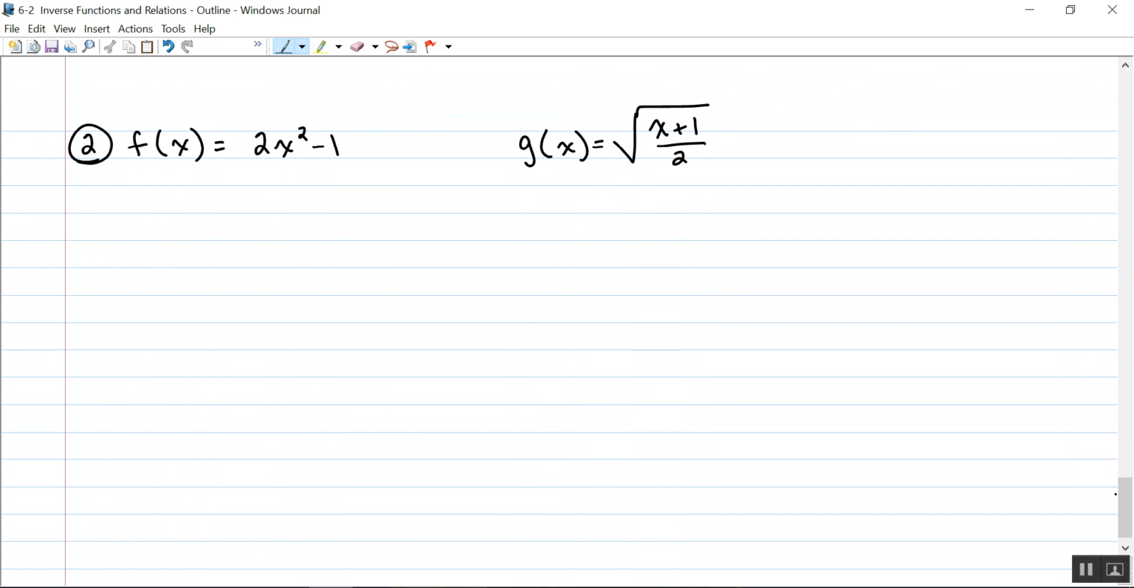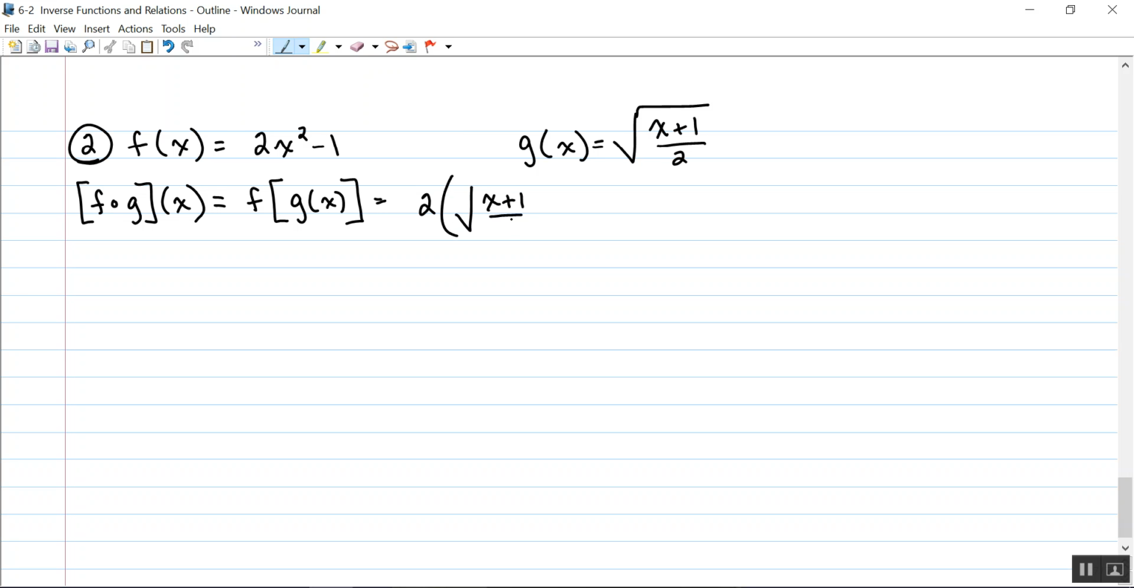Here I have f of x equals 2x squared minus 1, and g of x equals the square root of (x plus 1) divided by 2. So let's start by doing f of g of x. And I like to write it like this. It helps me to see it better. It really actually looks like g is in f, so that makes a little more sense to me. So 2 times this, the square root of (x plus 1) over 2, and that thing's squared, minus 1. Now that looks kind of gnarly, but don't worry about it. It's really not too bad.